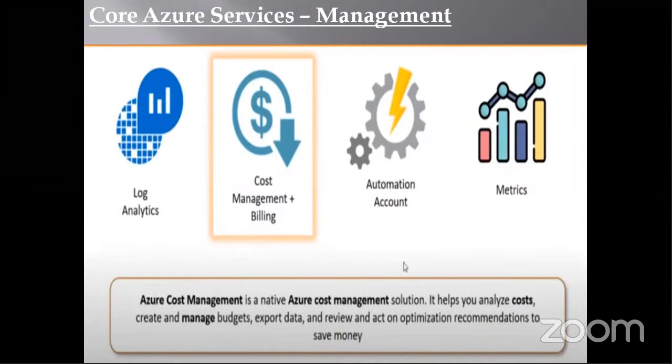We have two limits: one is called a hard limit and one is called a soft limit. With a hard limit, you specify a particular limit, and once it is crossed, your services are stopped. But in the industry they won't allow that, because once your services are stopped, you lose the entire business. They want the services to keep running, so they only go for a soft limit.